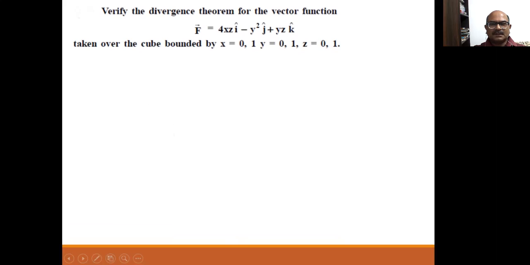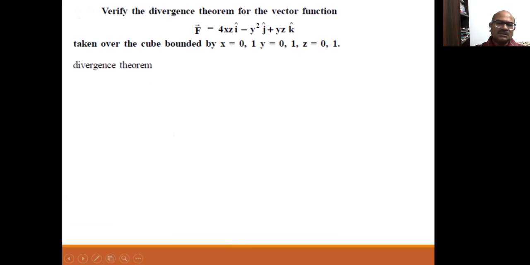Now verify the divergence theorem for the vector function F = 4xz i − y²j + yz k, taken over the cube bounded by x = 0, 1, y = 0, 1, z = 0, 1. So it's the condition given. So we have to prove the divergence theorem.